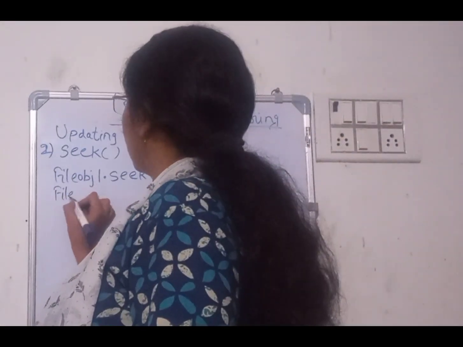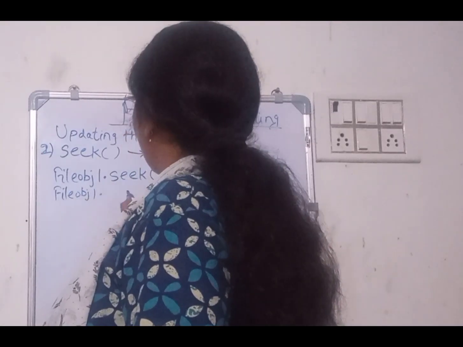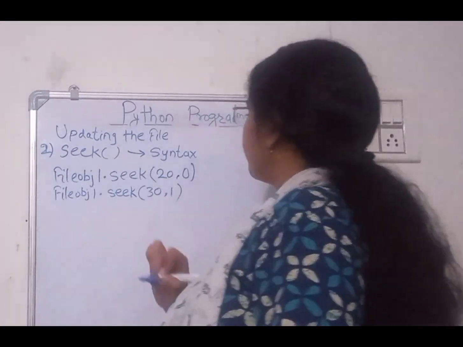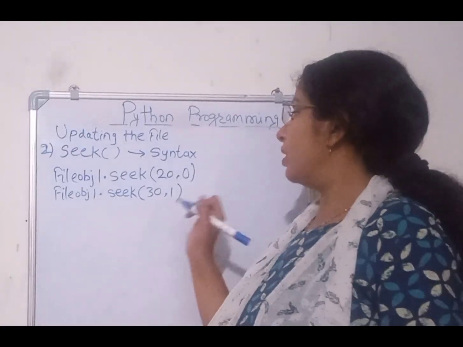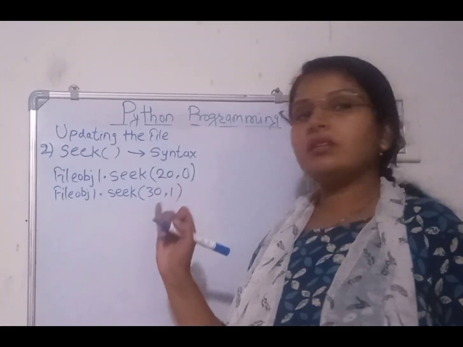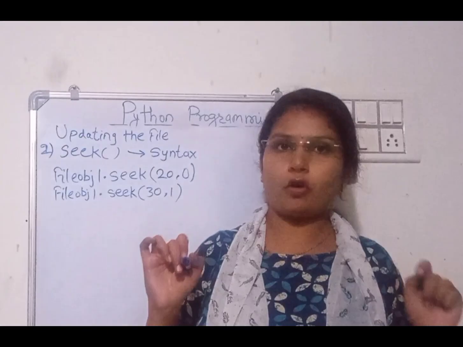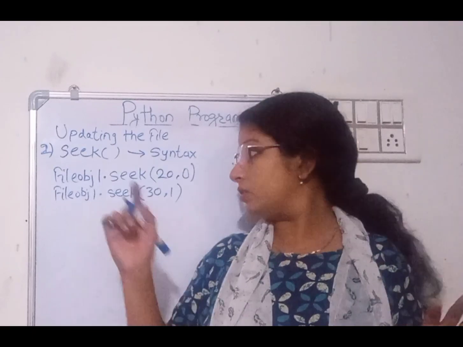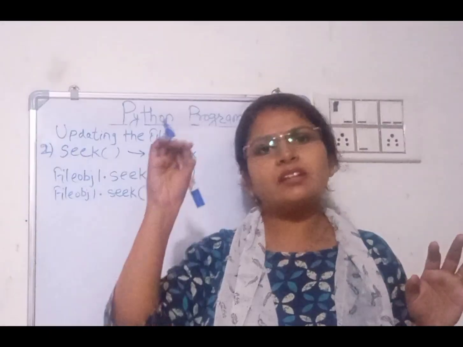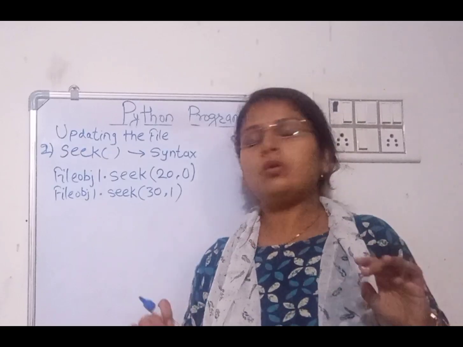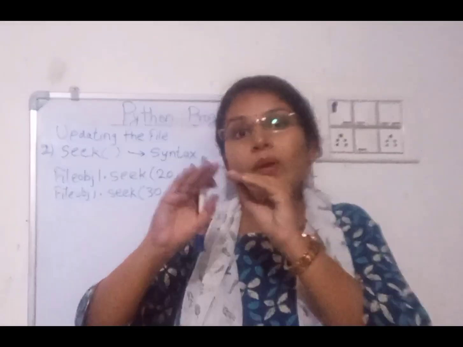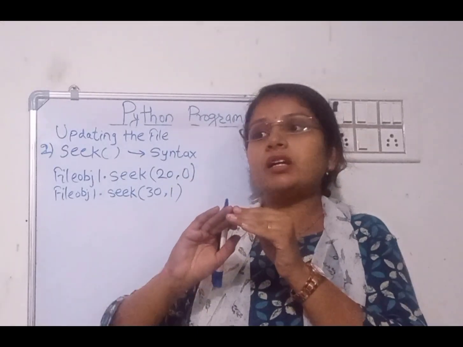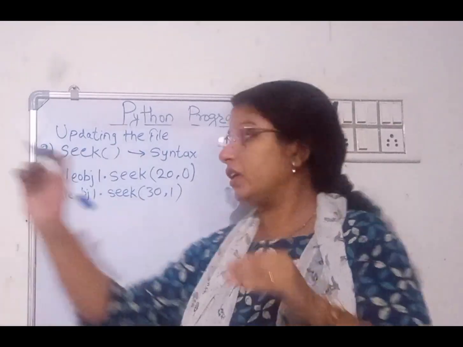Second, suppose file object 1 dot seek, here 30, 1. Here 1 is for the current position of the pointer. So suppose my pointer is already at the 20th position. After 20, that file pointer will remain there only. After 20, for the next 30, you are moving forward.